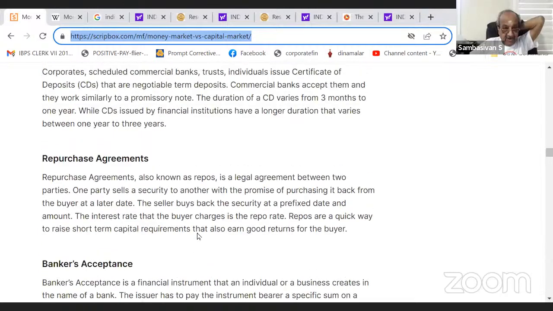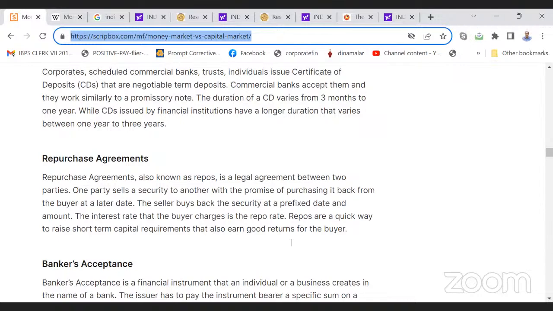No, certificate of deposit, we will skip that. We will read RBI material. Please read this. Repurchase agreement. Repurchase agreements, also known as repos, is a legal agreement between two parties. One party sells a security to another.